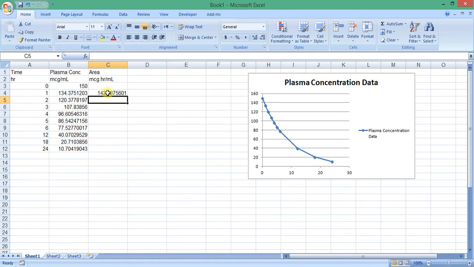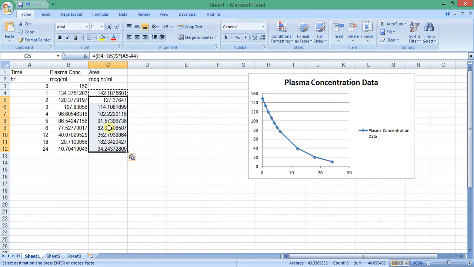One need not repeat the equation for each cell. We can just copy this cell and paste it for the following cells, and Excel automatically calculates the area of each corresponding trapezoid. So these areas are the areas under the curve for the part of the curve ending with the last point.